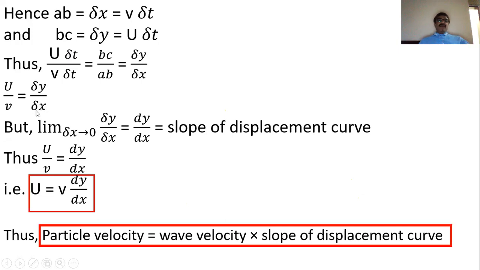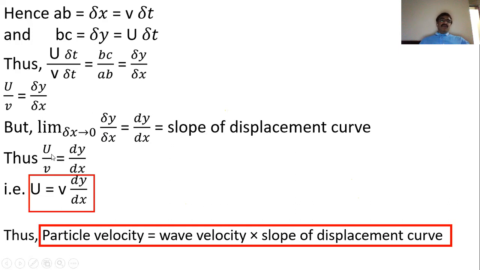Now what is delta y upon delta x? See, delta x and delta y are very small quantities, infinitesimally small, elementary quantities. Small means what? Tending towards 0. So within the limit, if delta x tends to 0, delta y by delta x is equal to what? This is called dy by dx. And if you look here, it is the y-intercept and this is the x-intercept of the curve. So this is the slope of the displacement curve we have drawn.